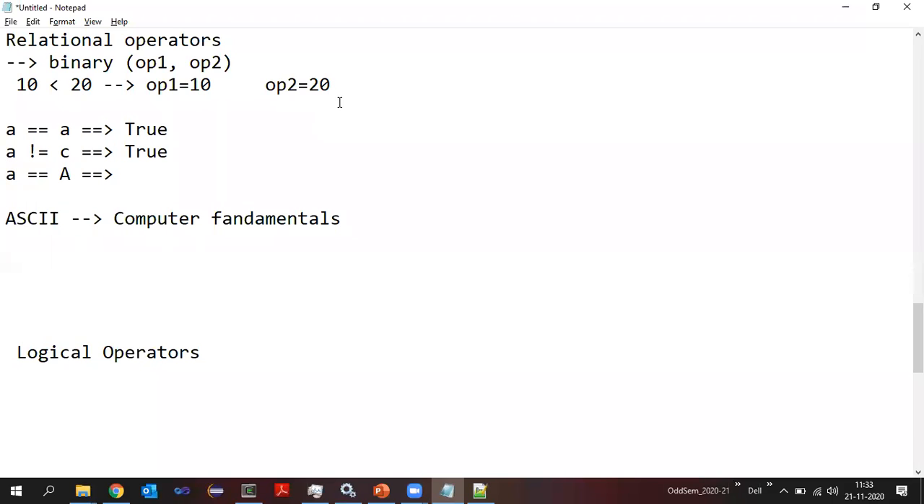What is the ASCII value of capital A, students? 41? Okay. What about lowercase a? 61? Both the answers are wrong. Lowercase a is not 61, and capital A is not 41.